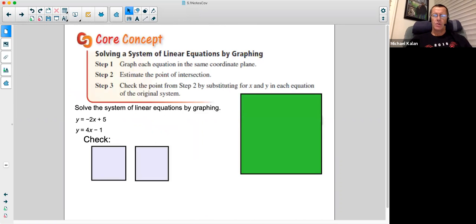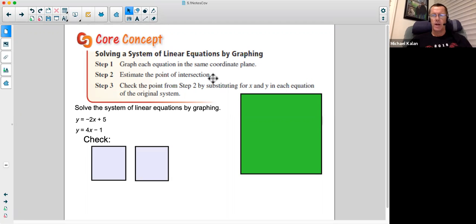Now we're going to get into actually solving a system by graphing. Before, they just kind of asked, is that a solution to the system? Now we're actually going to find it. But we've also just seen how we could check our answer to make sure it works. So step 1, you're going to graph each equation in the same coordinate plane. Instead of just graphing 1, you're going to graph 2, or maybe 3, but usually it's 2.